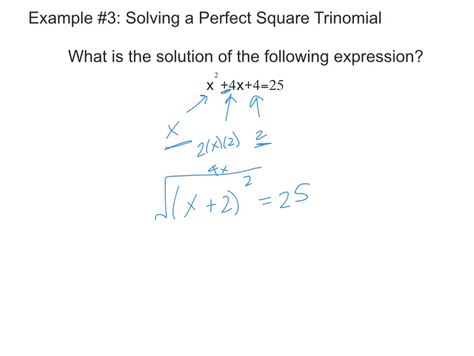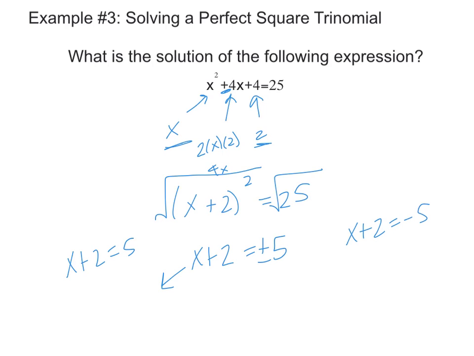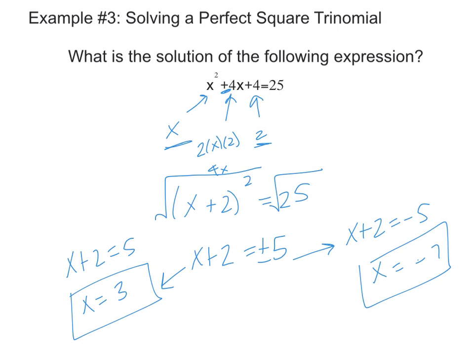Moving forward, we take the square root of both sides so that we can get rid of the squared on the left. So we're left with x plus 2 equal to the square root of 25, and we know the square root of 25 is 5. Finally, it should be plus or minus 5. And so at that point, we will set x plus 2 equal to both plus and negative 5. So x plus 2 equals 5, and x plus 2 equals negative 5. If you subtract 2, x will equal 3. If I subtract 2 on the other, I'll get x equals negative 7. And so those will be our two solutions here.